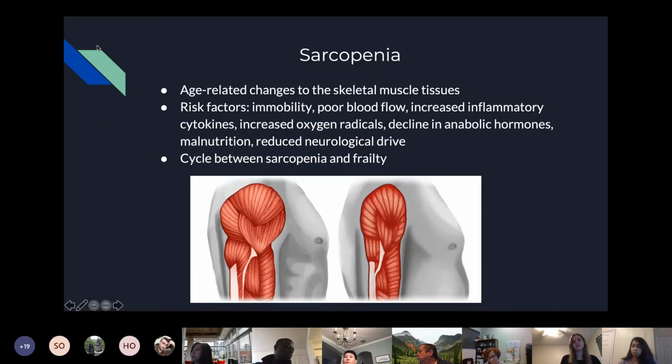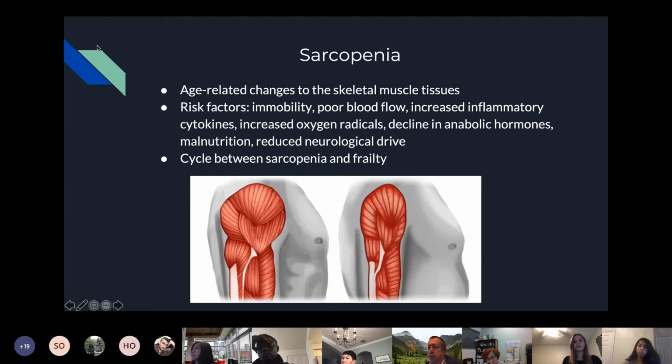And then this chapter also talked about sarcopenia. I know we talked about this in class previously. This is the age-related changes to the skeletal muscle tissues, and it results in a loss of muscle mass. Some of the risk factors for sarcopenia include immobility, poor blood flow, increased inflammatory cytokines, oxygen radicals, a decline in anabolic hormones, malnutrition, and reduced neurological drive.